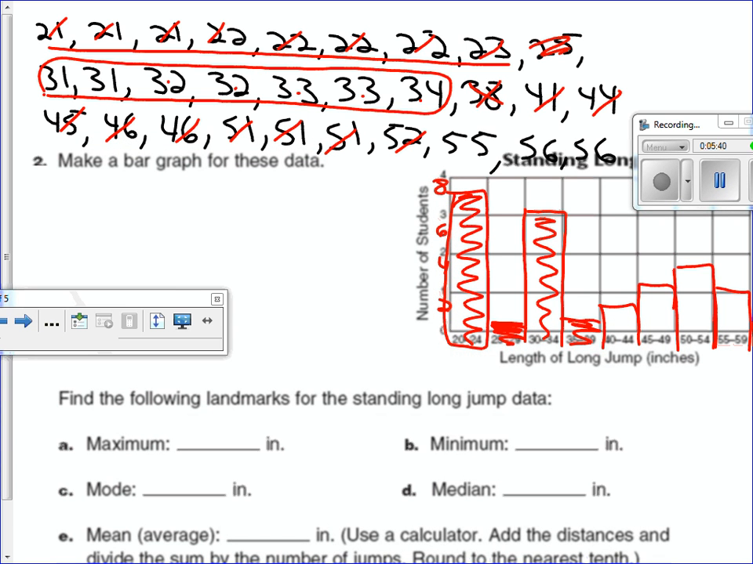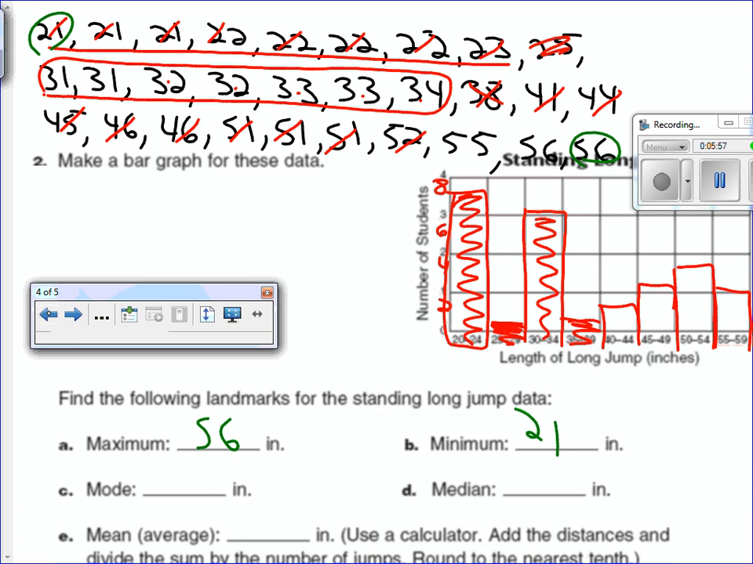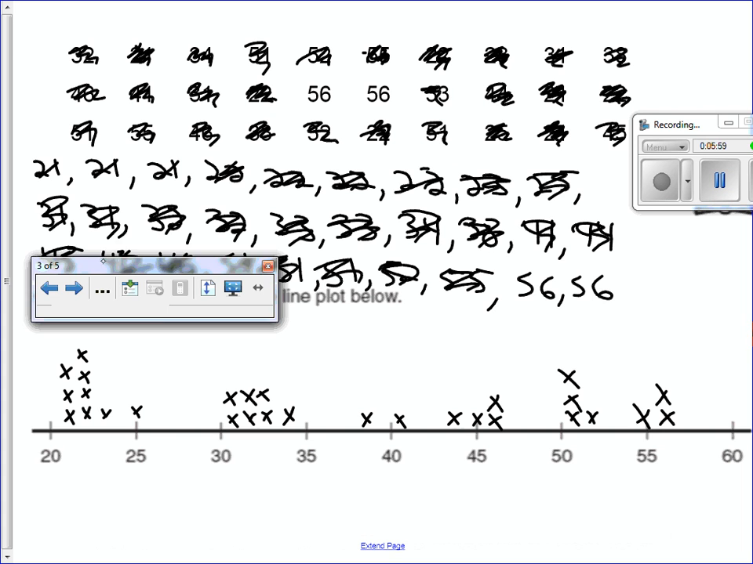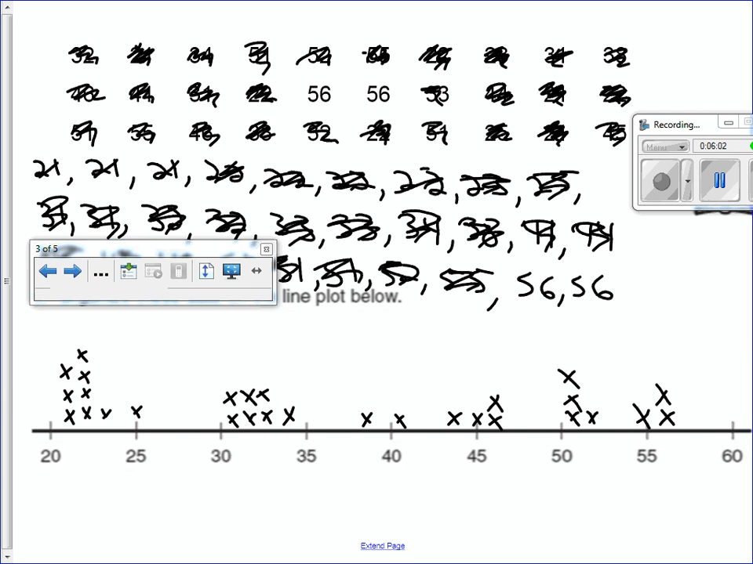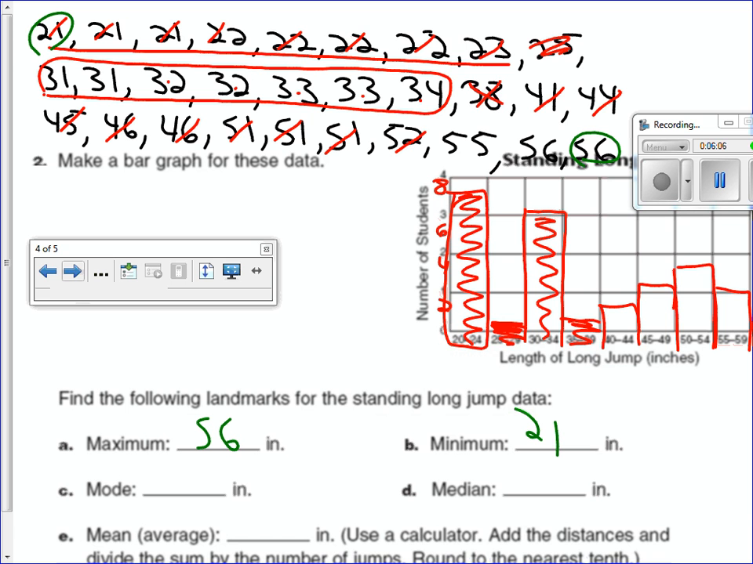What is the median? The maximum number here, I'm going to change the color, is 56. My minimum number is 21. My mode, the number that happened the most, well, let's go back to this line plot. What number had the most X's? Do you see how I can use this data? Take a look here. 22 had 4 X's. That number happened the most. So I'm going to go ahead and put 22 down.